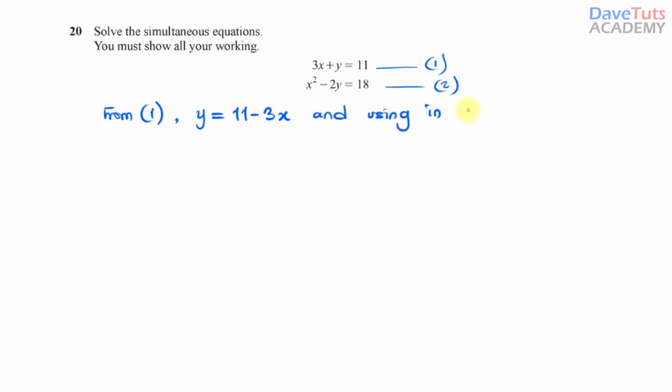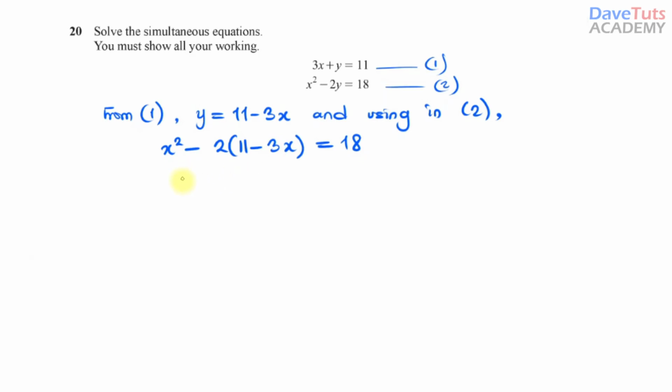And then here, oh, very good. We are to solve this simultaneous equation, and we must show all our workings. Okay, so if I call this equation 1 and this equation 2, from equation 1, I can say I have y to be 11 minus 3x, and I'll use this in equation 2. Then I'm going to have x squared minus 2 multiplied by y, which is 11 minus 3x, is equal to 18. So I just need to open this up and solve it to get my final answer.